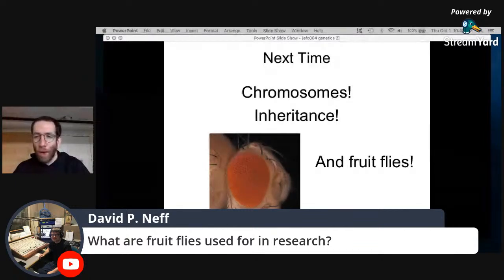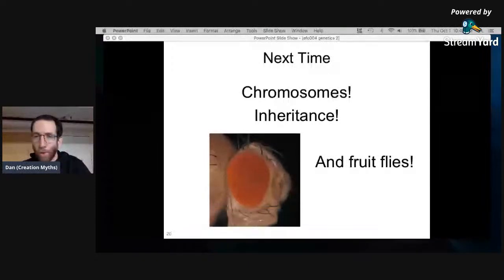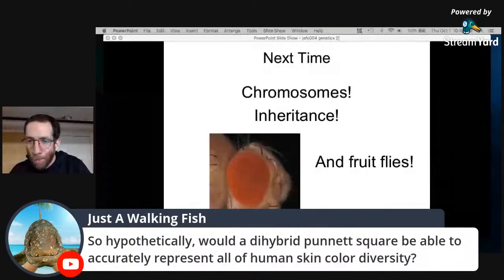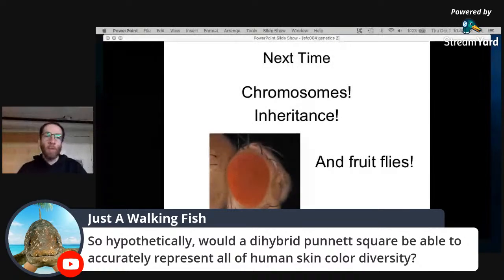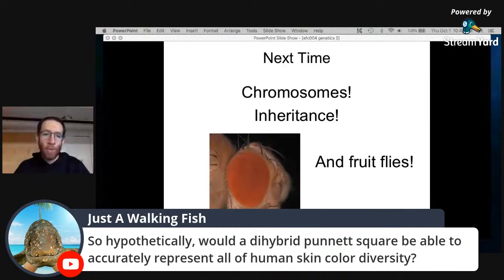Okay, so we're going to hide that one. From Just a Walking Fish, we have: hypothetically, would a dihybrid Punnett square be able to accurately represent all of human skin color diversity? Not even close. I have a really cool figure for that, actually, that I may show in a couple weeks when we talk about heritability.